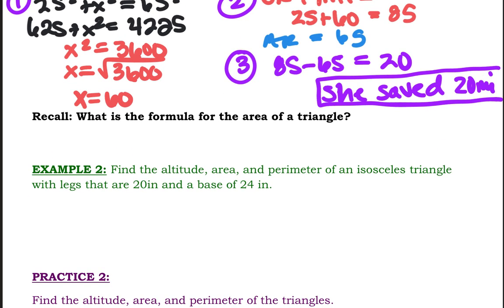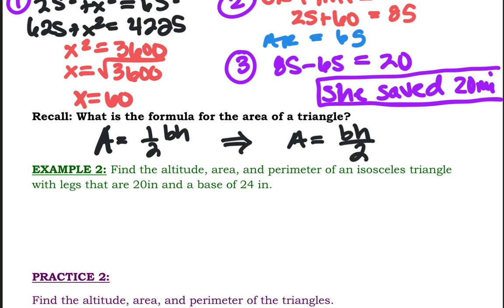Let's see, who can give me the formula for the area of a triangle? Oh, it's okay if we don't remember, right? Area is equal to half the base times the height. It's also written, and this is how you'll see me write it, as base times height divided by 2. Same thing. The only difference is that the fraction was pulled out.